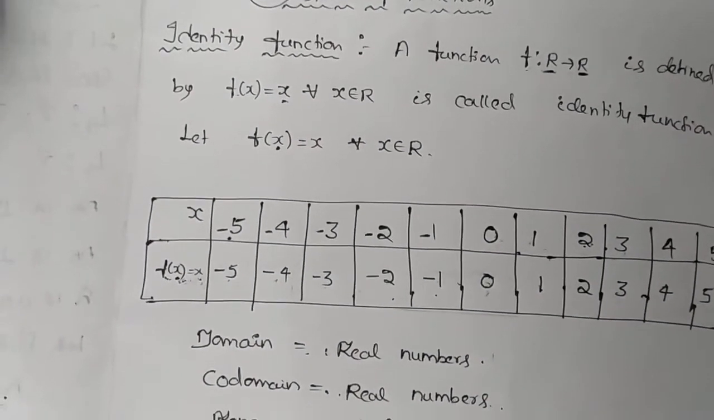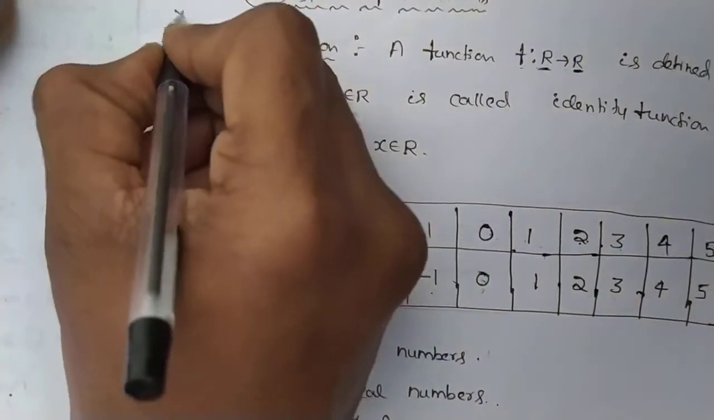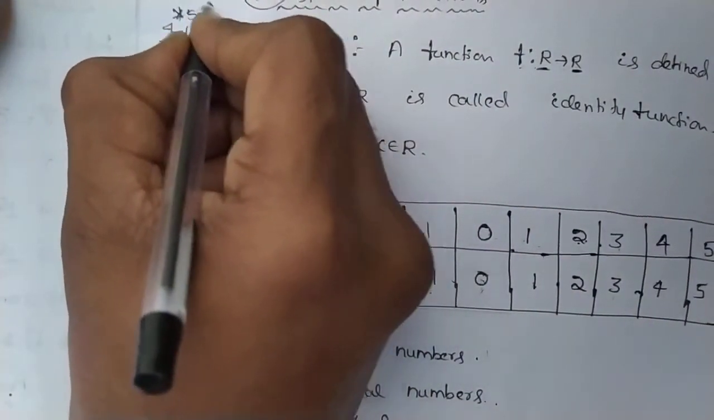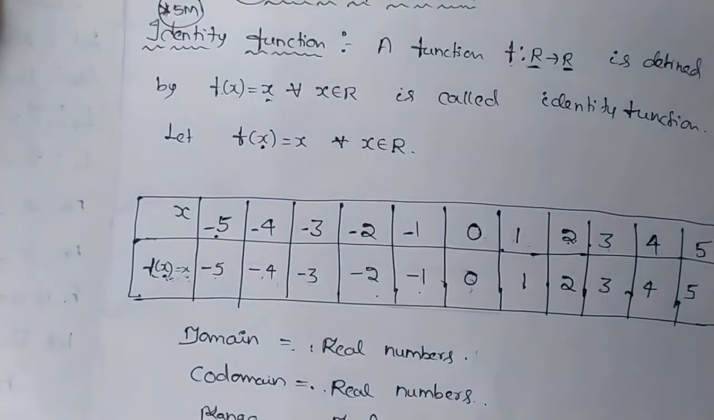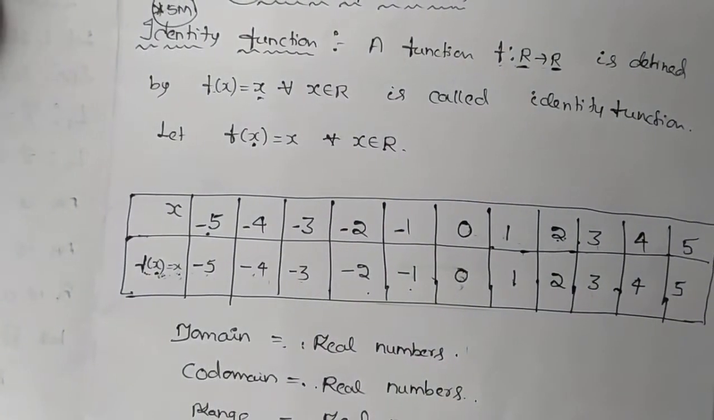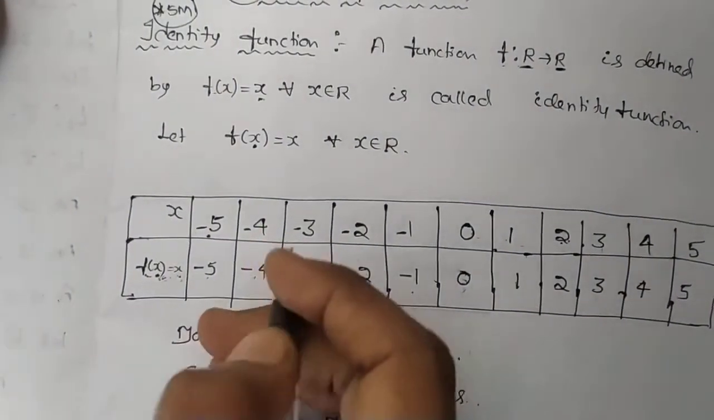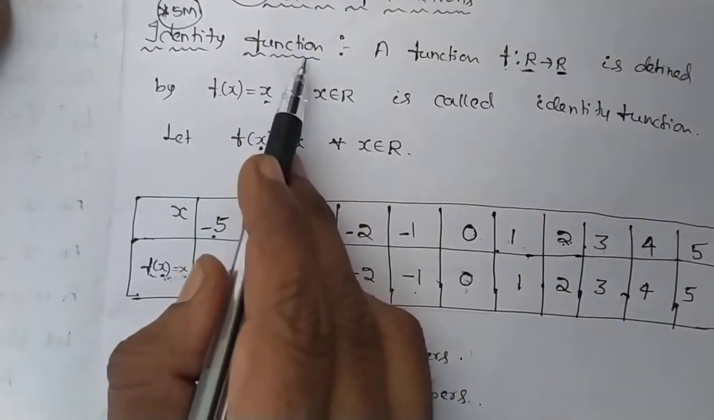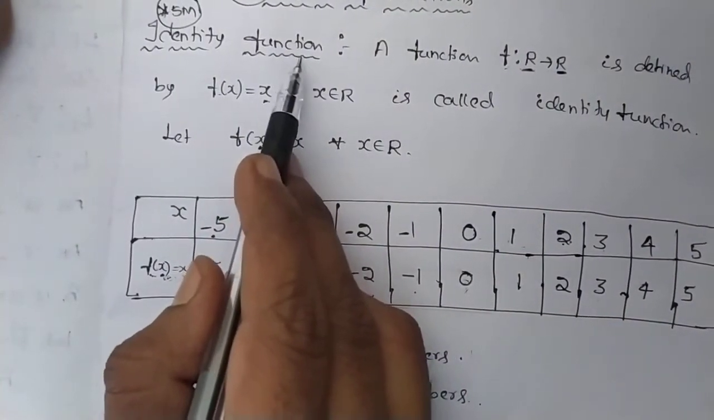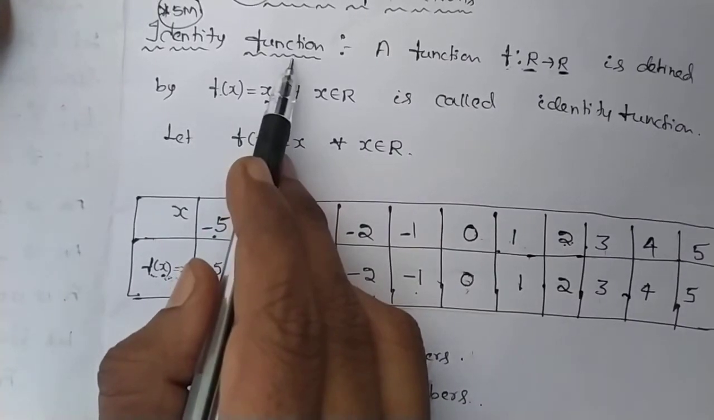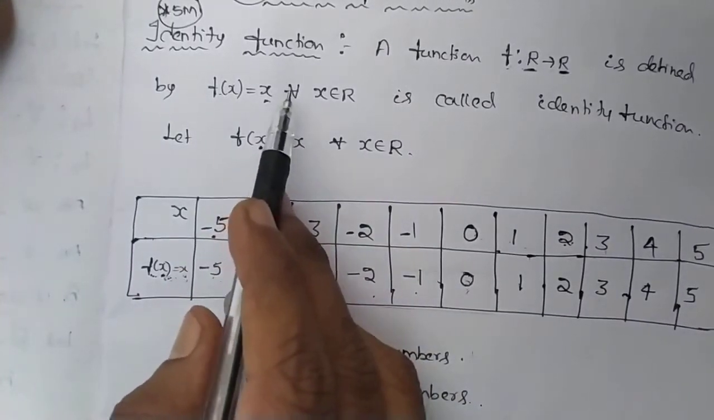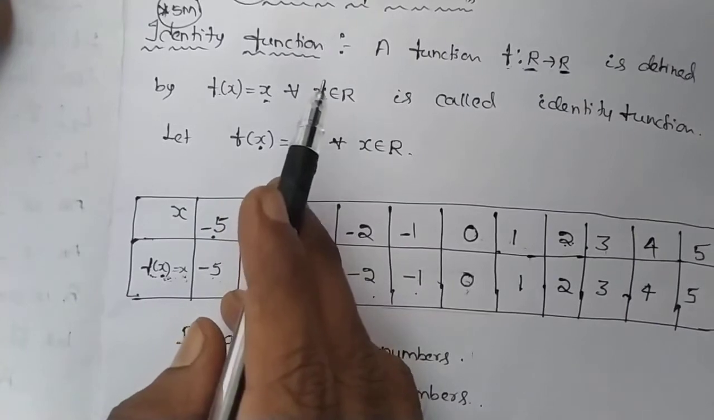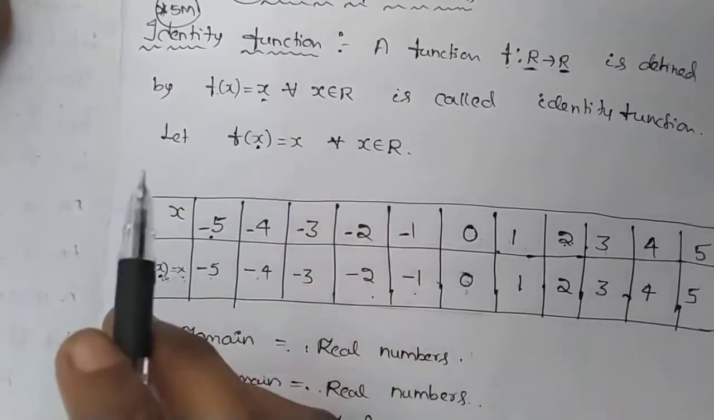The identity function is very important for 5 marks. You just practice at your home 3 or 4 times, you will be perfect. The question will be like this: define identity function, draw the graph for this function, and also find out domain, codomain, range for this function.